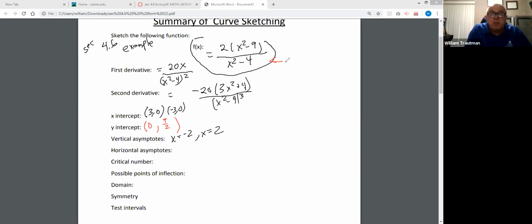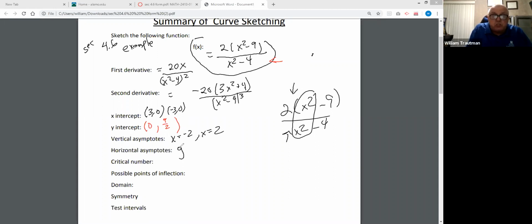The horizontal, remember we talked about this last time. The horizontal asymptote, if the powers of the original equation are the same, then the horizontal asymptote is the numbers in front of the powers. And horizontal asymptote always starts with y equals. The answer is y equals 2 over 1, or y equals 2. That's the horizontal asymptote. All right.